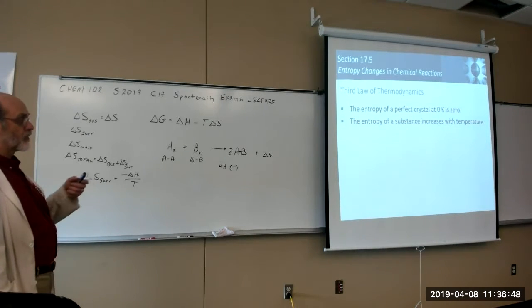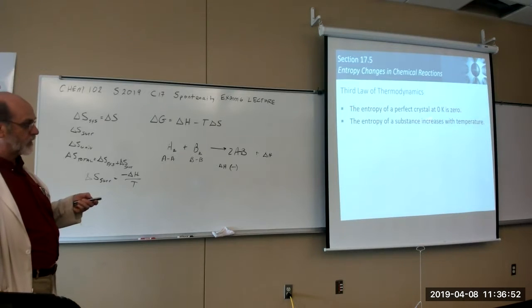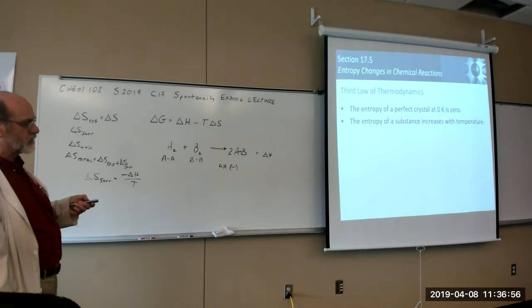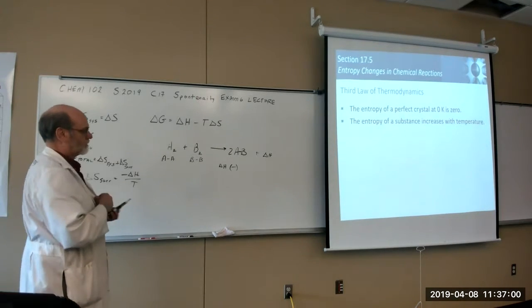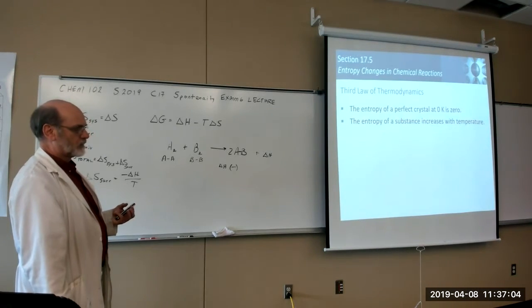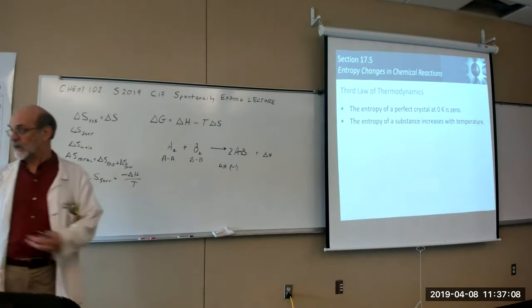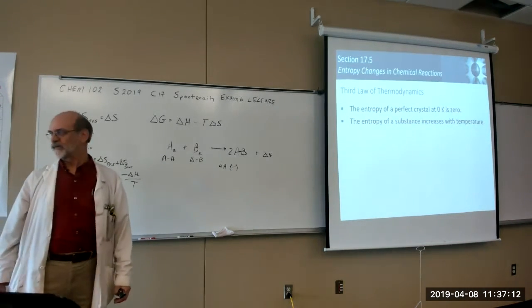So here's our third law of thermodynamics. The entropy of a perfect crystal at 0 K is 0. So the entropy of a substance increases with temperature. In other words, relative to absolute 0, all entropies are positive. Right? If you're starting from absolute 0, then you can only go up.